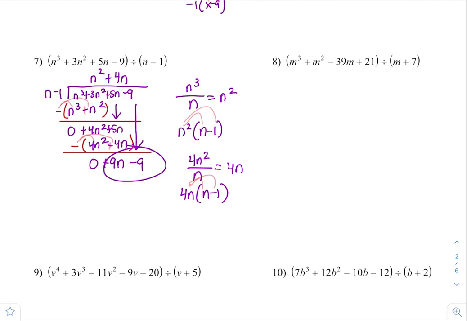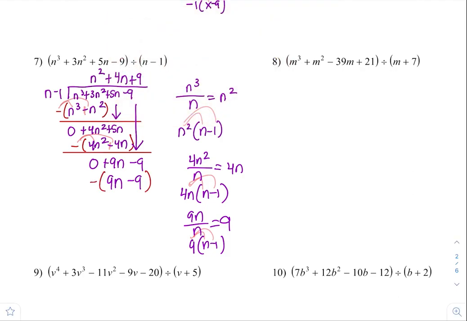So now, you guys, our last one. What's the highest degree here? It's 9n divided by the highest degree there, which is n. So 9n divided by n, you guys, is 9. So we put the 9 up top, and then we distribute the 9 to the outside polynomial. 9 times n, you guys, is 9n. 9 times negative 1, negative 9.